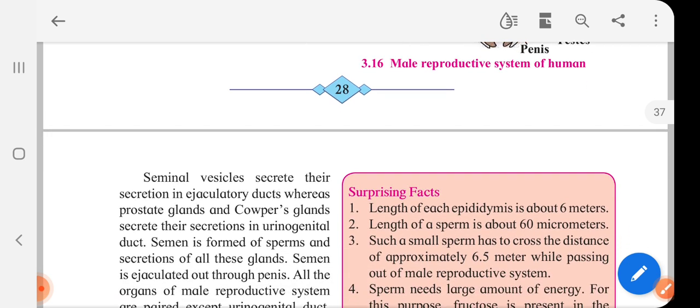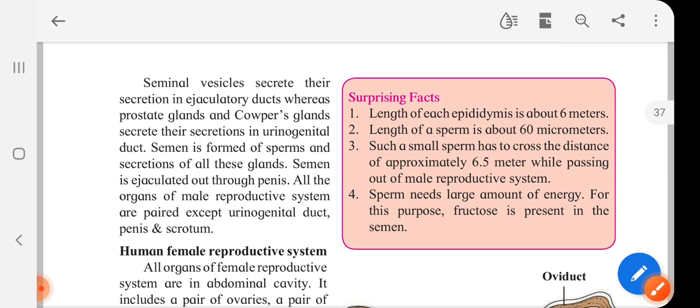Now here, seminal vesicles secrete their secretion in the ejaculatory ducts, whereas the prostate gland and Cowper's gland secrete their secretion in the urinogenital duct. Remember this: the seminal vesicle secretes in the ejaculatory duct, whereas the prostate gland and Cowper's gland secrete in the urinogenital duct.